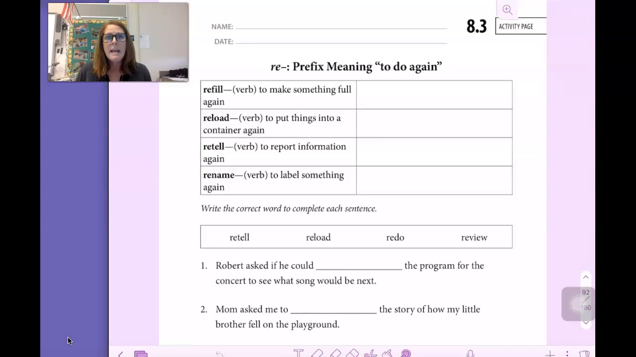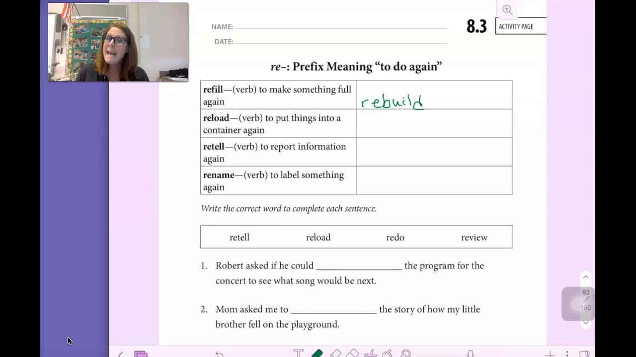Excellent. Now on the right-hand side, what we're going to try to do is come up with some words with the re prefix, words that aren't over here on the list. Can you think of any? Think of verbs. So think of actions that you do and put the re prefix at the beginning. For example, build, that's a verb. It's something you do. So I can write rebuild.